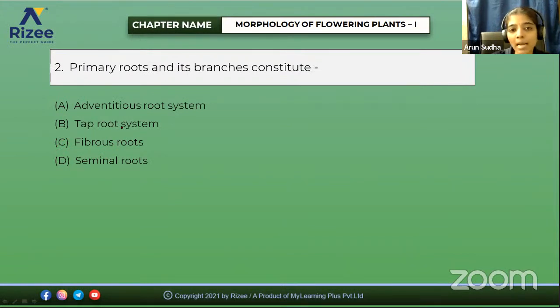Primary roots and its branches constitute adventitious root system, taproot system, fibrous roots, or seminal roots. Yes, good, option B, taproot system. So primary root is the taproot. It's not adventitious or fibrous or seminal roots.